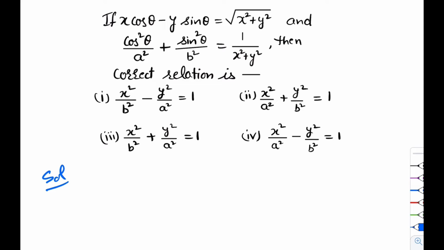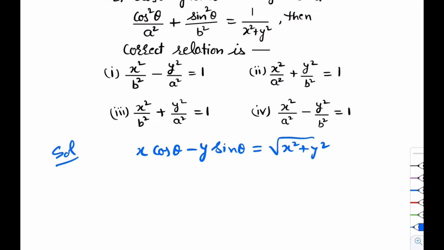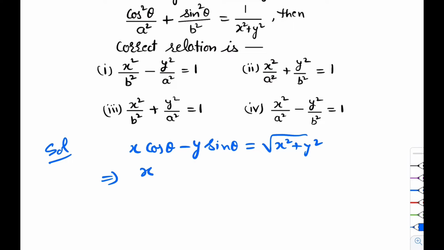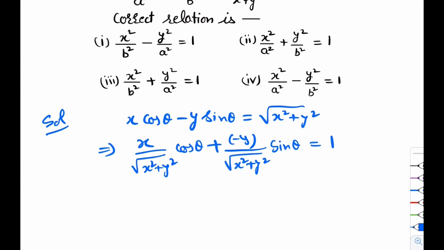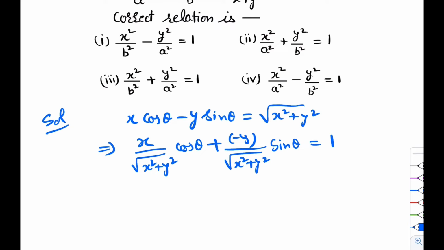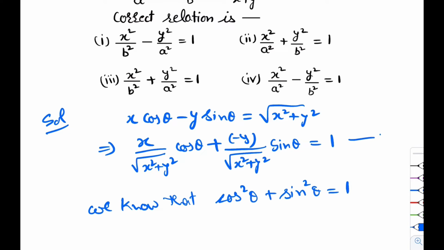For this, first given expression is x cos theta minus y sin theta equal to under the root x square plus y square. This implies x upon under the root x square plus y square cos theta plus minus y upon under the root x square plus y square sin theta, this is equal to 1. Now we know that cos square theta plus sin square theta equal to 1. This is equation number 1.